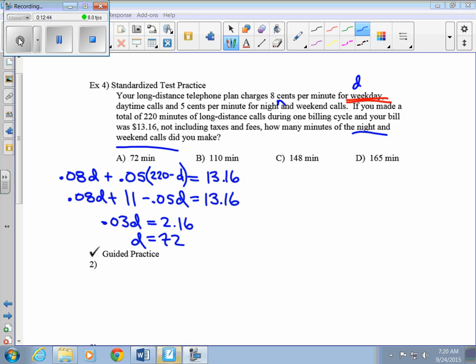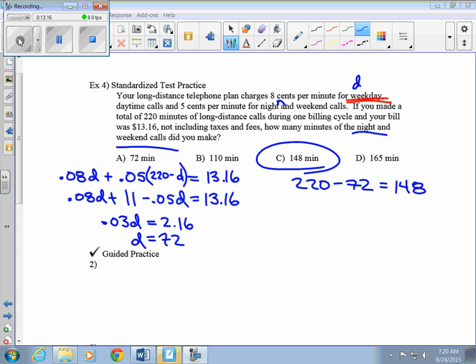So we solved for d, which is the daytime calls, and we have to figure out what is the night and weekend. Well, we know that there's a total of 220, and we know that we made 72 minutes in daytime calls. So when we do the math on that, that gives us 148. So that is the answer, 148 minutes for our night and weekend calls.